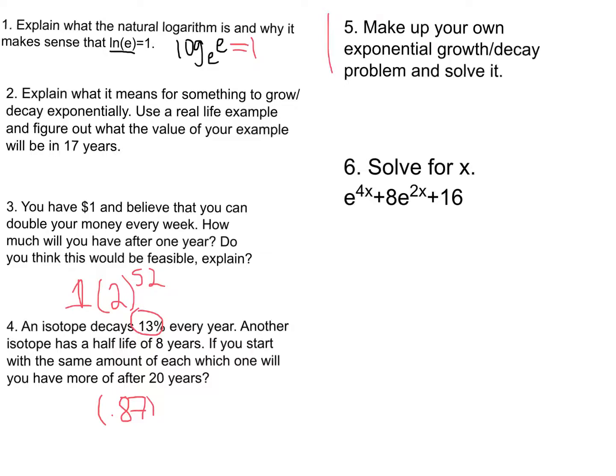Make up your own question, that's for you. And then here, to solve for x, we got to think about how this is similar to a quadratic function, and you can go ahead and factor this. Notice here that instead of e to the 2x, we have e to the 4x. So that's going to be e to the 2x and e to the 2x plus 4 and plus 4.